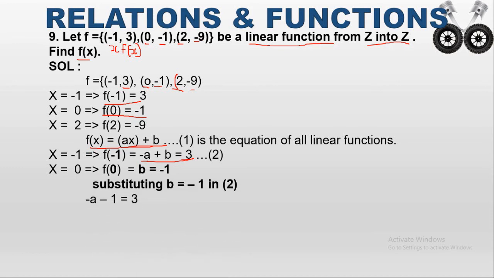Now substitute the value of b in equation 2. What is equation 2? Minus a plus b equal to 3. So instead of b I have to substitute the value minus 1. So minus a minus 1 equal to 3.